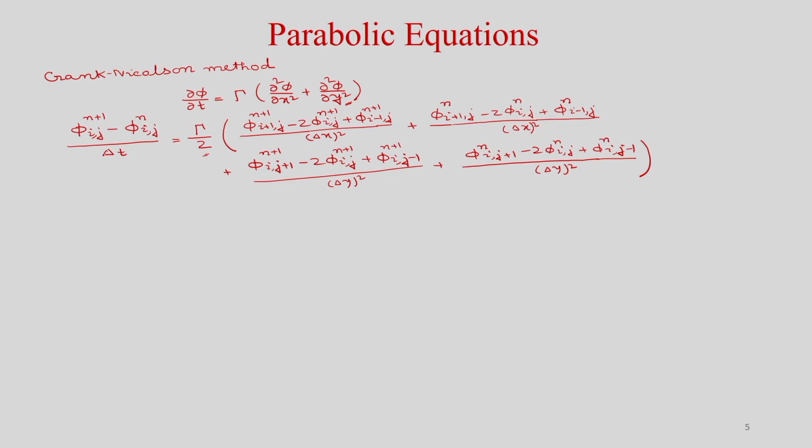Okay. So, now you define gamma x as gamma delta t by delta x square and gamma y as gamma delta t by delta y square. And you rearrange this equation. Now, you have more than one unknown. All the unknowns you take in the left hand side and all the known values which are at time level n you take in the right hand side. So, you can see from this equation.